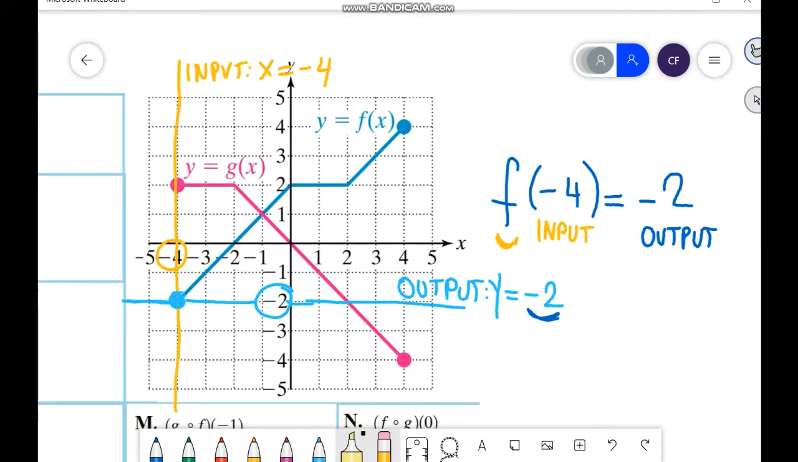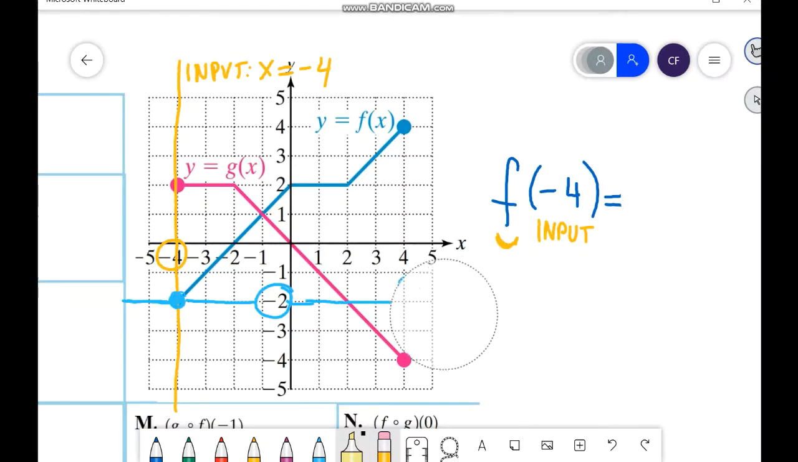I'm going to show again. Okay, erase this and erase the output. Erase everything, only the input. The input is this line, the vertical line that you will draw where x equals -4. Okay, this is the input.